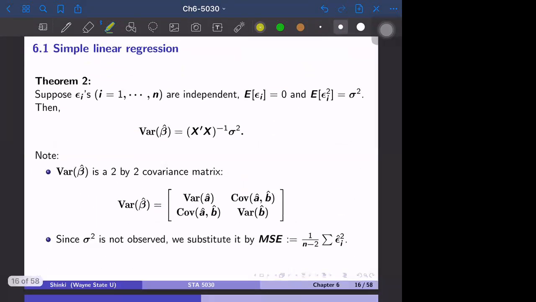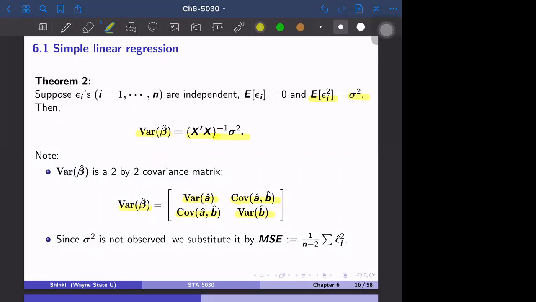And to be exact, what's the variance of beta hat? This theorem gives the formula. The variance of beta hat is (X transpose X) inverse sigma square. Here sigma square is the variance of epsilon. To be exact, the variance of beta hat means this matrix, the so-called variance-covariance matrix. The diagonal terms are the variance of beta naught and the variance of beta 1.